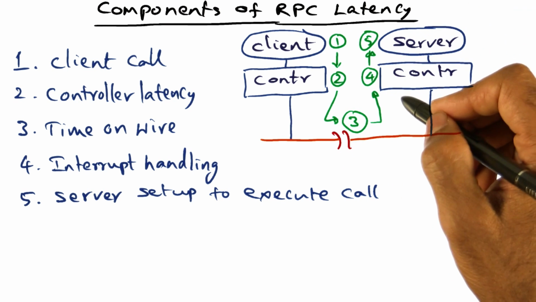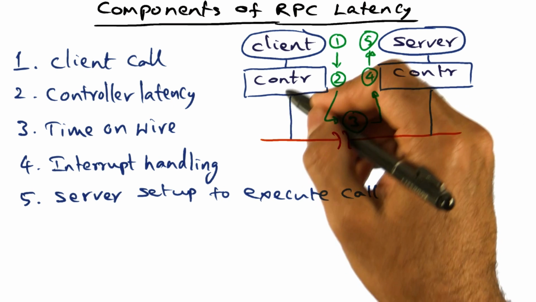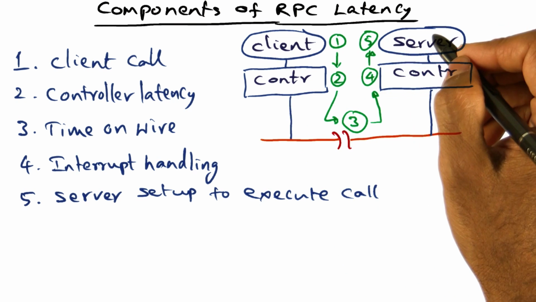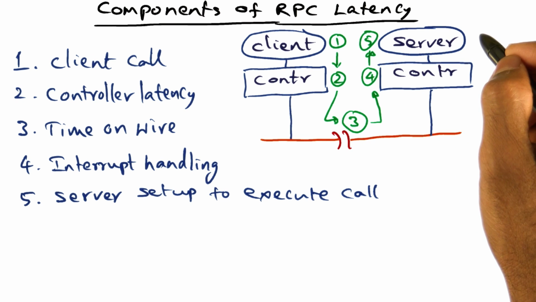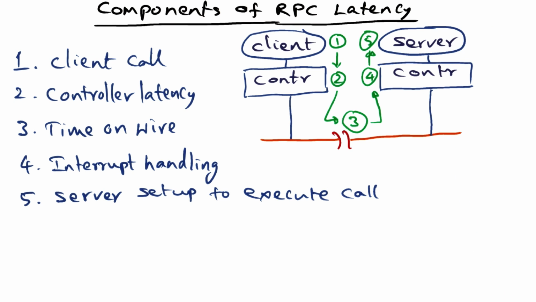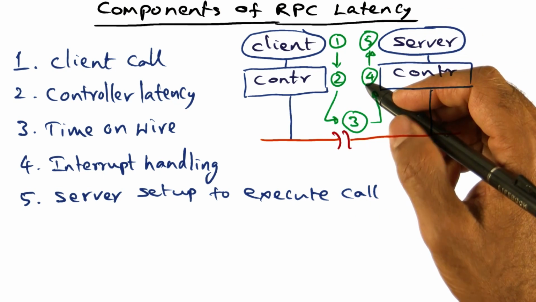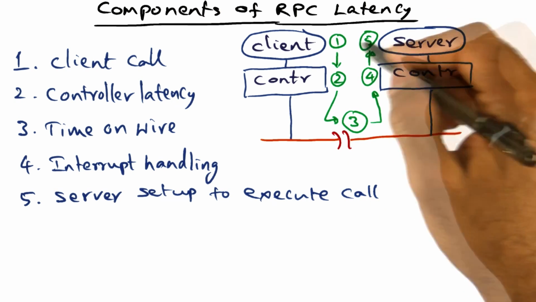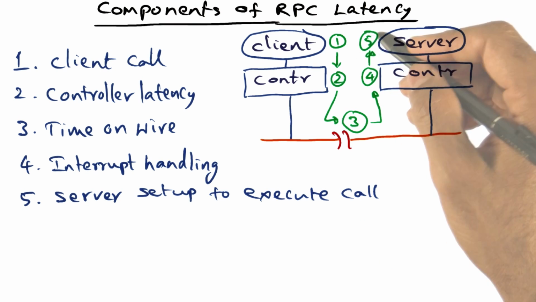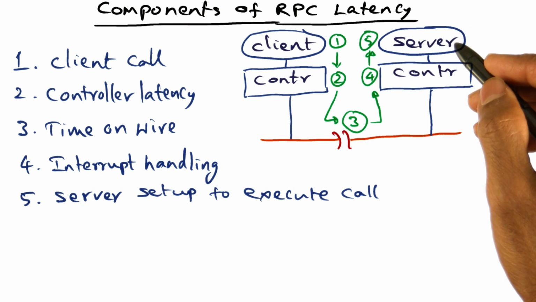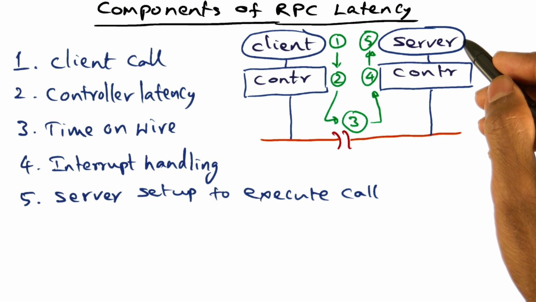These are the layers of software and, of course, hardware and time on the wire, by which time you're ready to execute the server procedure. So even though it looks like a simple procedure call from the client's point of view, there is all this latency to be incurred in executing a remote procedure call. So at the end of step 5, the server is all set to execute the procedure. Let's see what happens then.